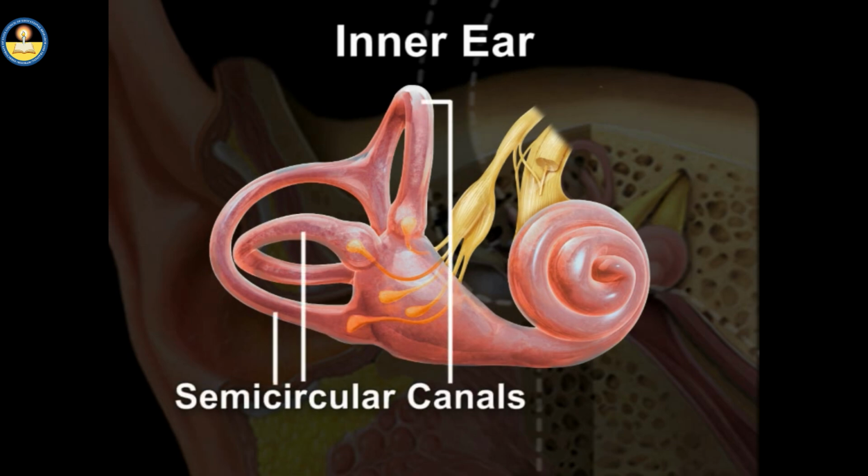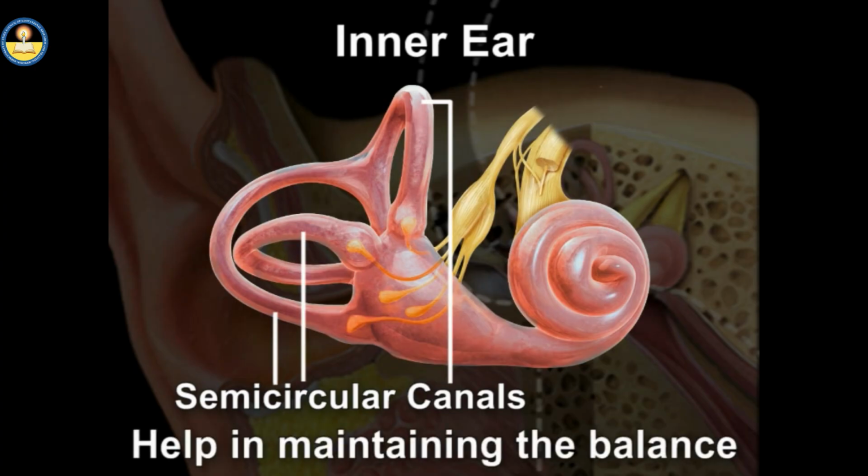Three semicircular canals are situated at right angles to each other. These fluid-filled loops are attached to the cochlea and help in maintaining the balance.